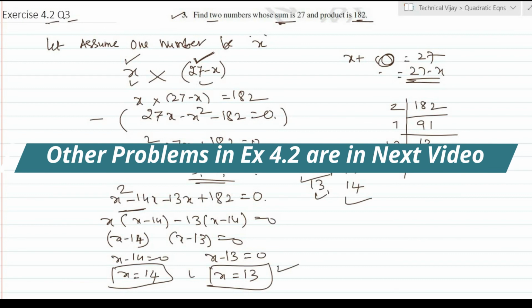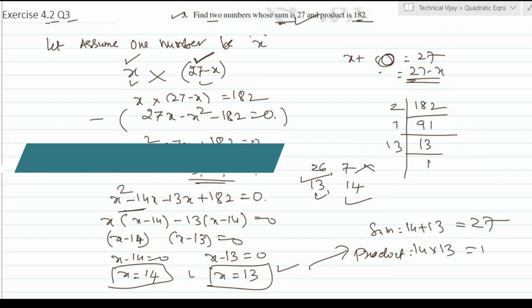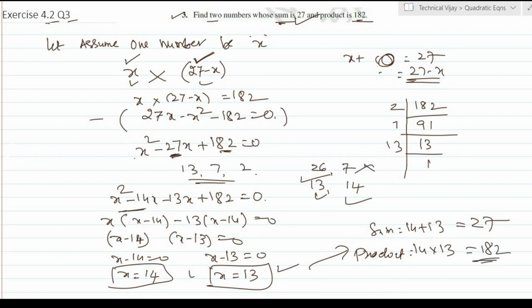These are the two numbers. You can verify that the sum of these numbers is 14 plus 13, which is equal to 27, and the product is 14 into 13, which is equal to 182 only. You can calculate this.